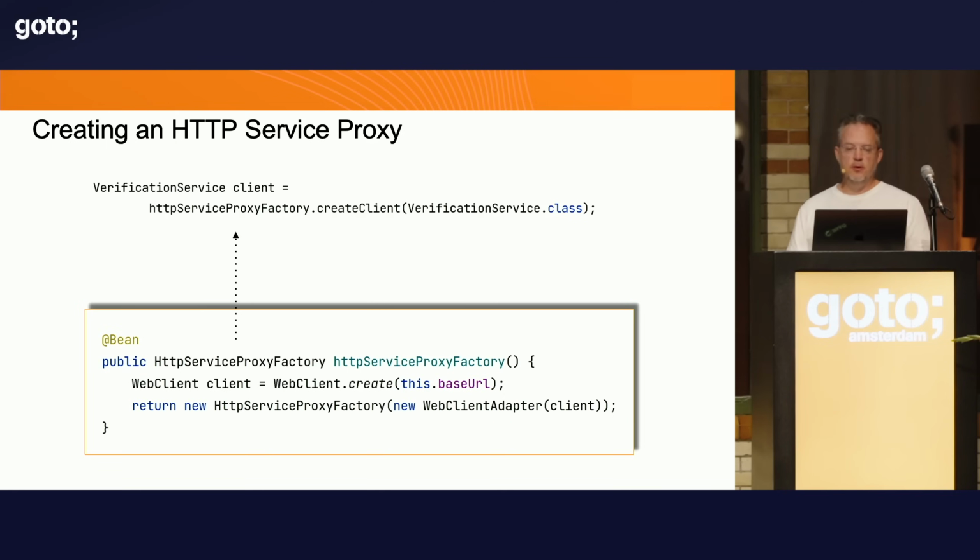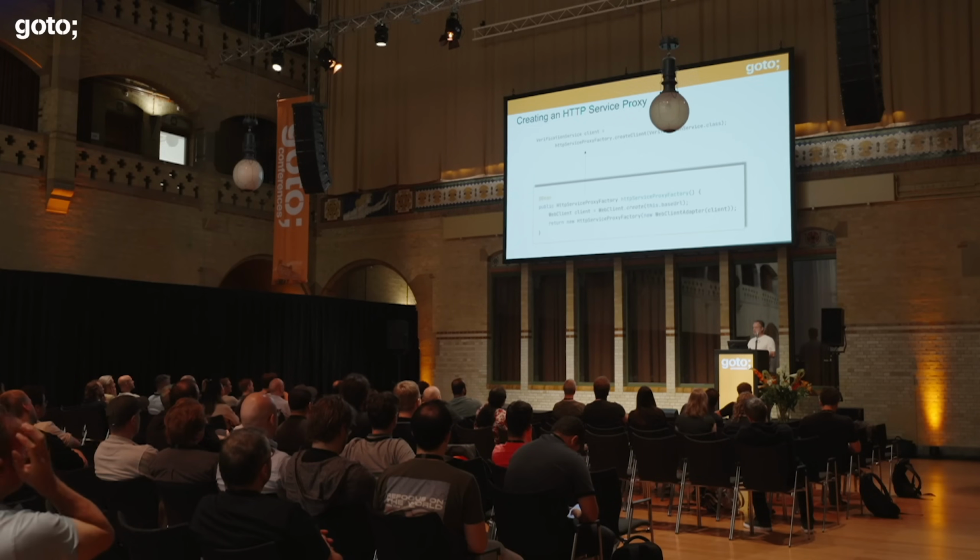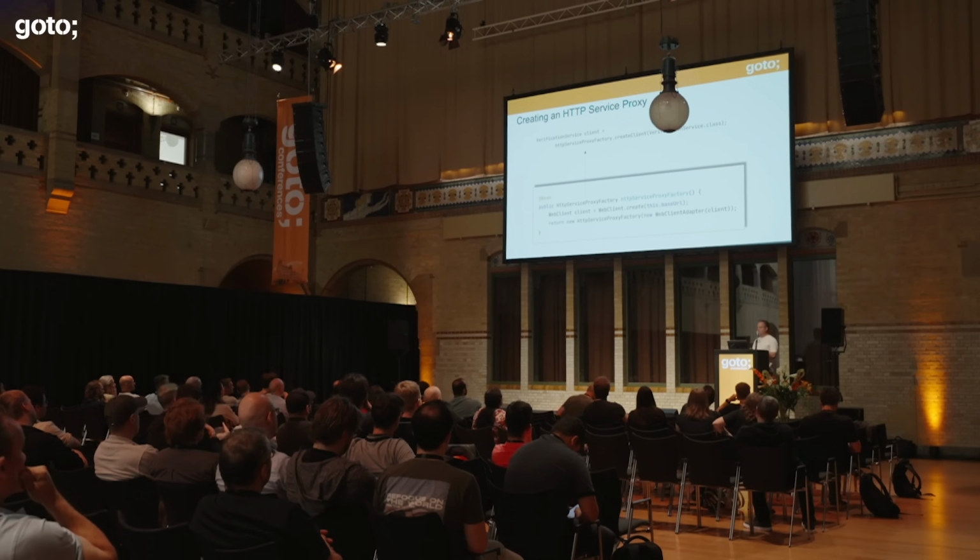Now, putting it all together, here at the bottom we have a bean, HttpServiceProxyFactory. We're using the WebClient, creating it based on some base URL we've configured for our remote service. We're going to use the WebClient adapter, pass that into the HttpServiceProxyFactory, and return that. And then anytime we want an actual bean, one of these clients, we can use that factory to create the client, passing the interface, and it will then process all the annotations and create the proxy for us and all of the underlying infrastructure behind that.